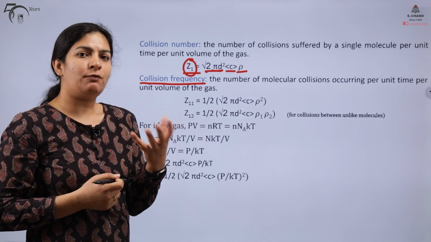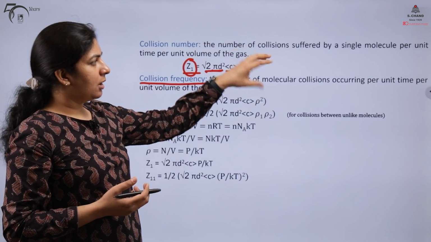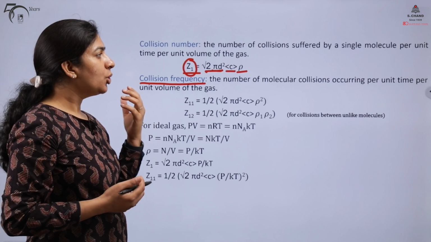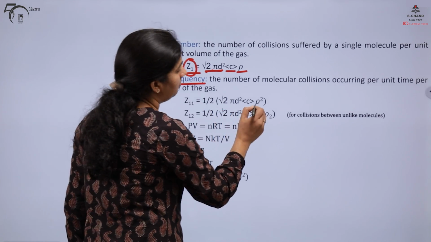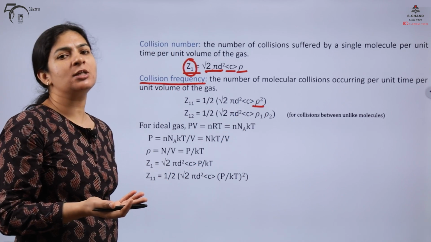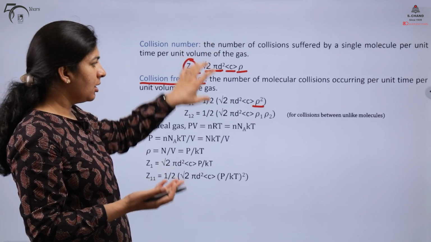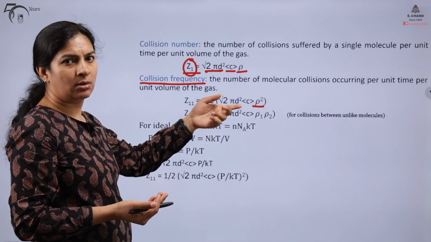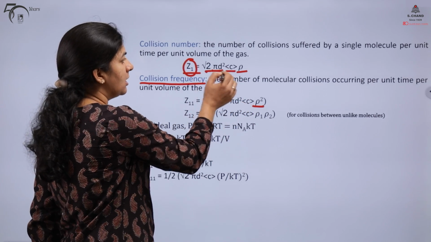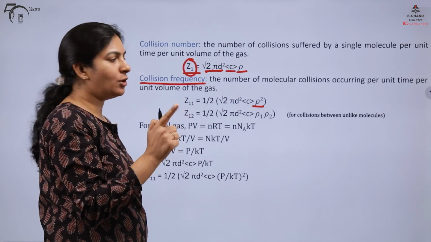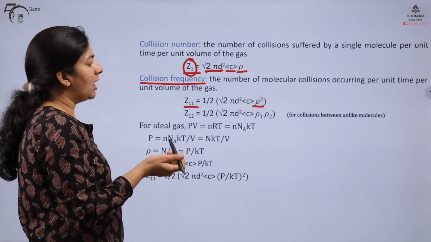Frequency means per unit time. So, how many collisions, the total number of molecular collisions, are happening in unit time per unit volume of the gas? It will be further multiplied by how many molecules are present in unit volume. See, this is one molecule undergoing different collisions, and this is all molecules undergoing collisions in unit time, in unit volume. The only difference is that earlier we were talking about the collisions which one molecule is undergoing, and here we are talking about the collisions which all molecules are undergoing.